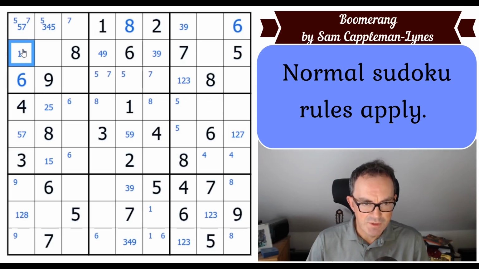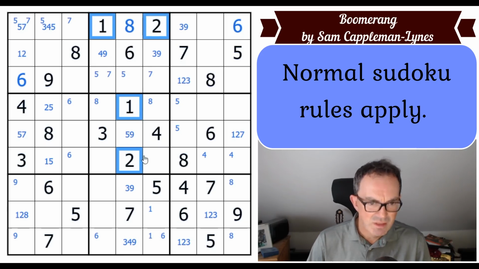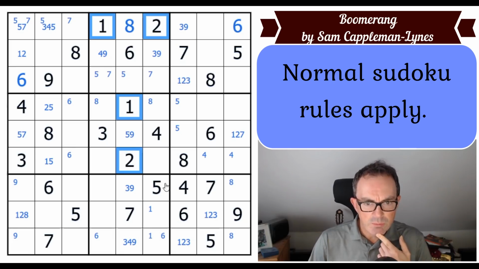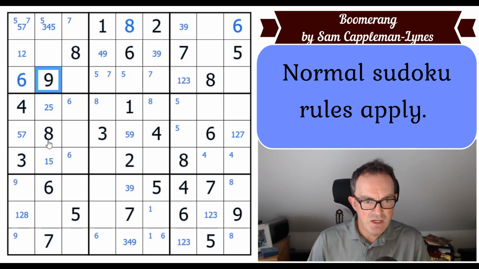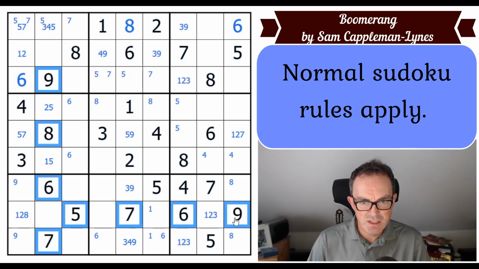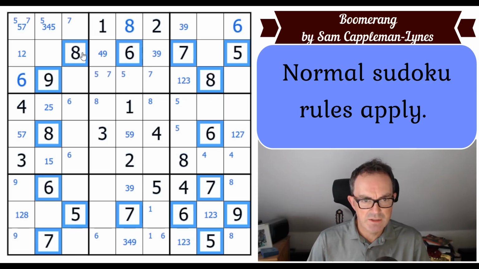I don't really see this 1 and 2 communicating very well with its friends. It's a bit stuck out on the side, and we don't actually have many 1s and 2s in the grid. I think we've got more high digits in the grid. It feels like this: 9867, 5769, 5768. Yeah, we've got more high digits, in fact. That is a little bit suspicious as well.